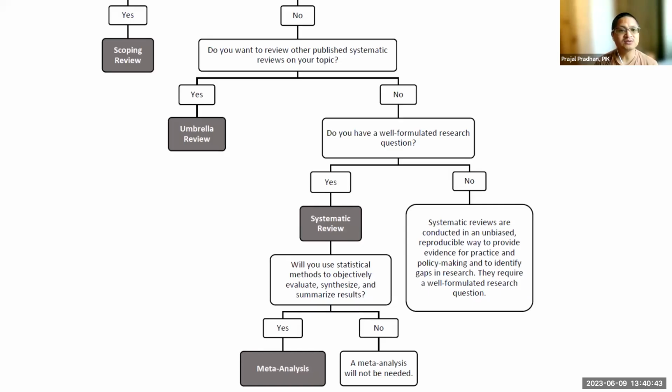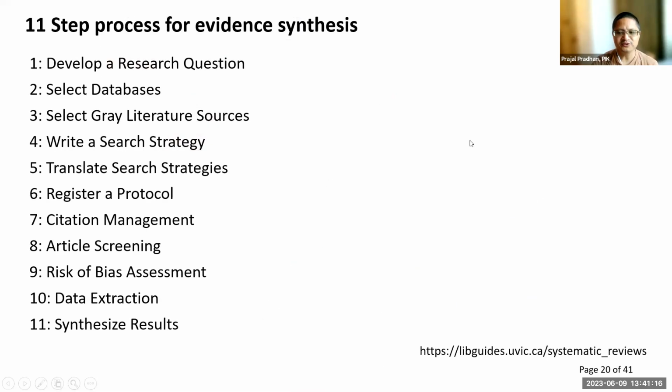So we have to think about what our question is, how much time we have, and based on that we can choose one of those methods to do systematic literature analysis. And systematic literature analysis is also gaining popularity nowadays in different fields, to compile the knowledge that is there for evidence synthesis. Here I would like to briefly go through these 11 steps for evidence synthesis.